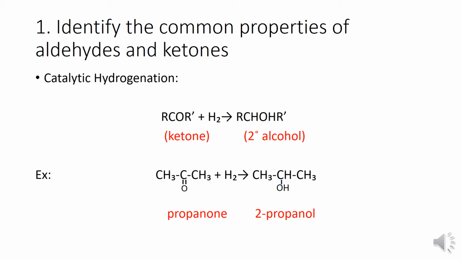Let's remember the catalytic dehydrogenation of primary alcohol. We use the catalyst copper and the temperature 300 degrees, while here in catalytic hydrogenation of aldehydes and ketones, we use nickel, and the temperature is different from the dehydrogenation of alcohol.